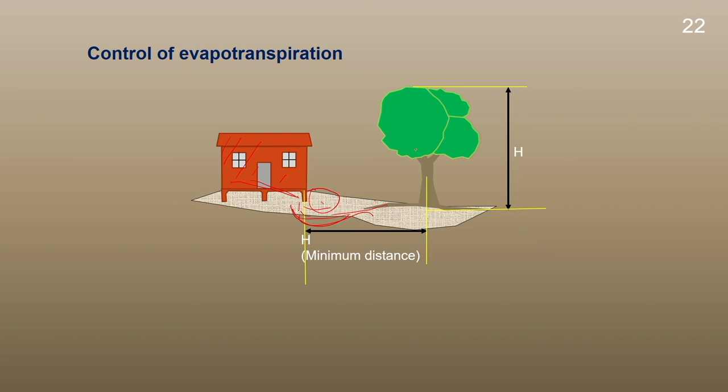And also we need to be sure that big trees should be located far from the structure. As a thumb rule, if the total height of a tree is H, then it should be located at least a distance H from the edge of this footing, so that the effect of the root on absorbing moisture of the soil present below this footing will be minimal. So we need to ensure that any big tree lying very close to the foundation should be at least at a distance of H, where H is the height of the tree. This is to reduce the evapotranspiration below the soil present in a footing.